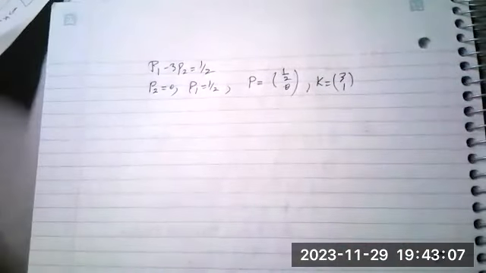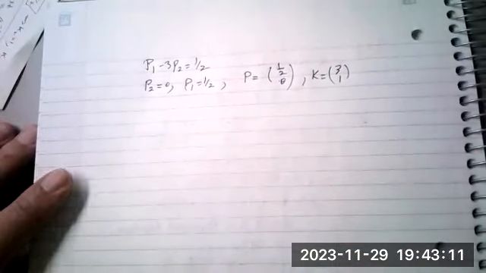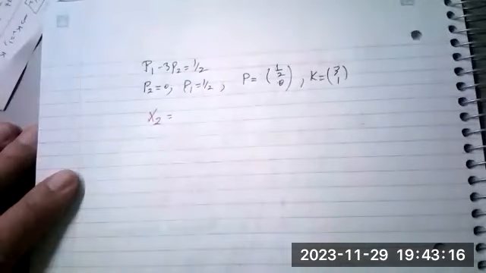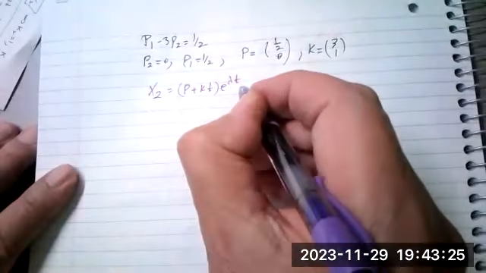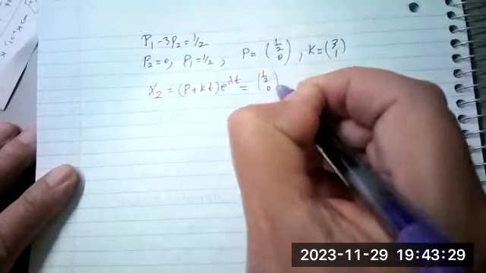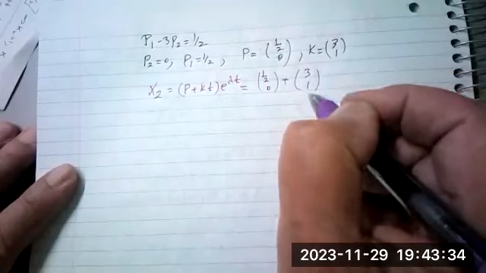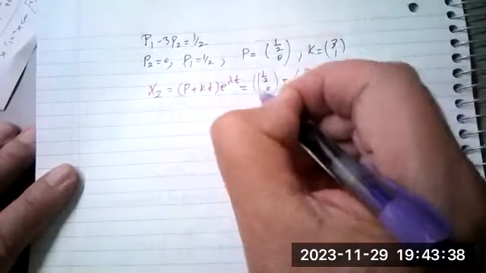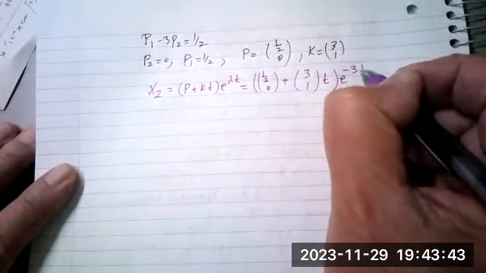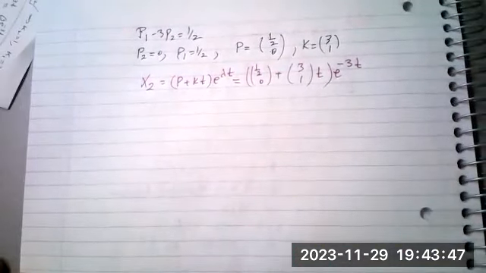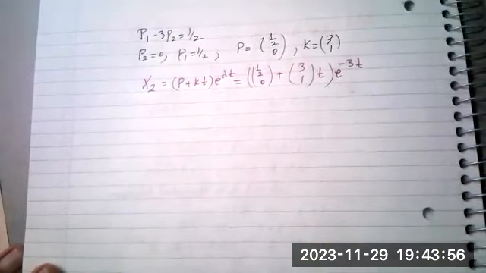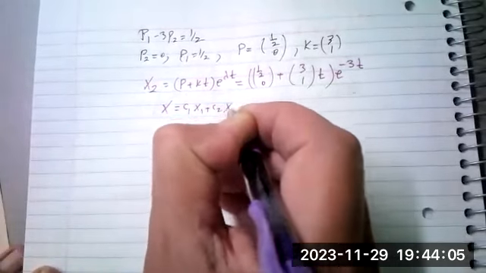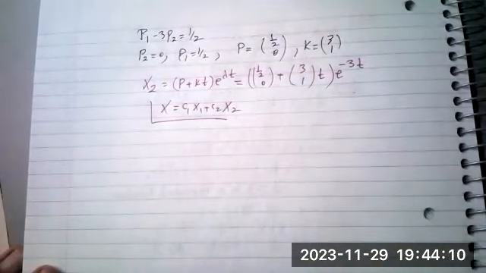So we are ready to get the X2. Remember the X2 is (P + Kt) e^(λt). You substitute. So P is 1/2 and 0, plus K is 3, 1 times t, and then e to the negative 3t. That would be your X2. You put them together and you have the final. So the X is equal to C1 X1 plus C2 X2. In this format that we have, we are done.